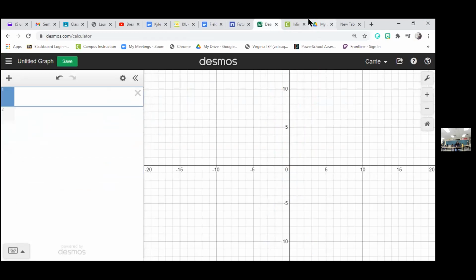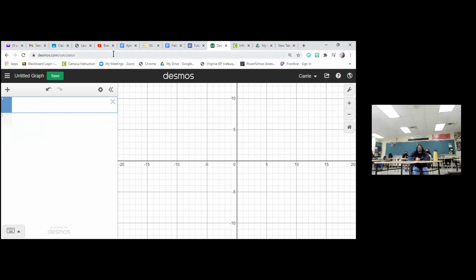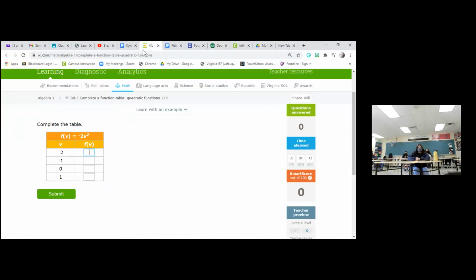Okay, and I'm going to write, where did my IXL go? It's in the middle, kind of middle left, top right there. Okay, so I'm going to take f of v equals negative 2v squared, and I'm going to type it in Desmos. So Jonathan, I do not need the f of v part when I type it in. I only need this part, the expression on the right-hand side.